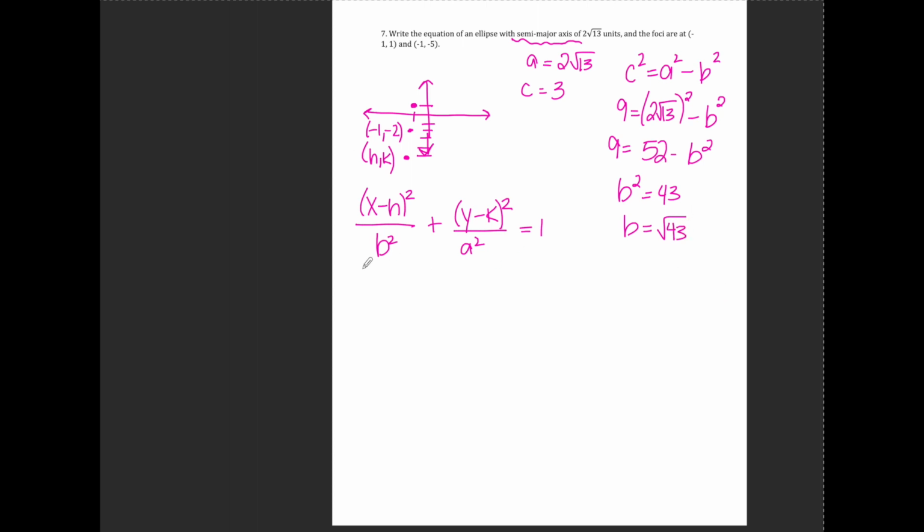Now I can start plugging into my equation. So since h is -1, I'm going to have (x plus 1) squared over b squared, so root 43 squared is 43, plus (y minus k) squared, so that's (y plus 2) squared, over a squared. 2 root 13 squared, we just did that over here. That's 52, equal to 1.